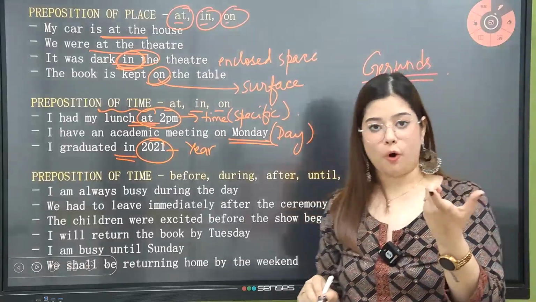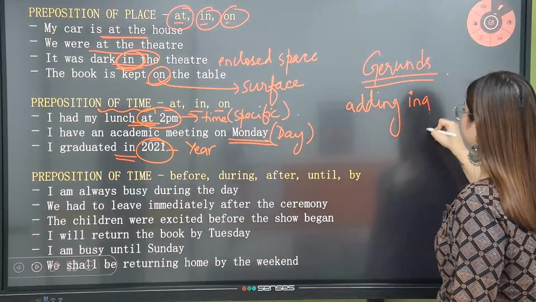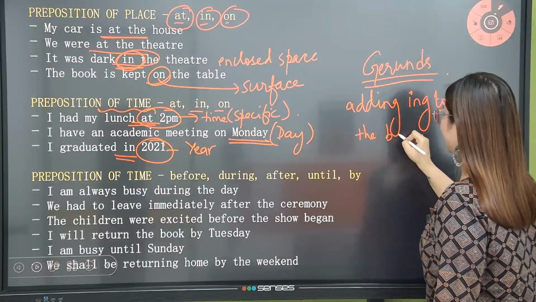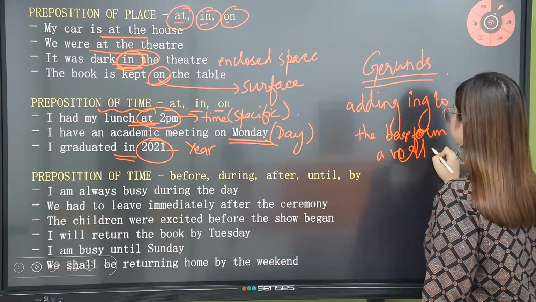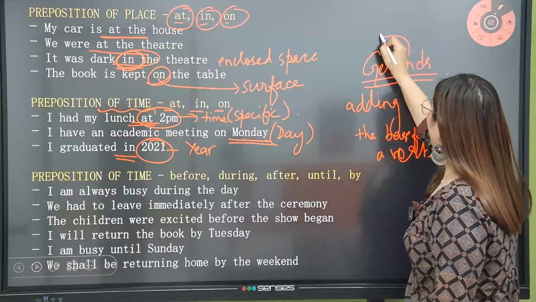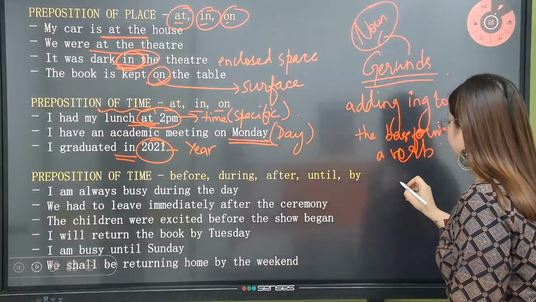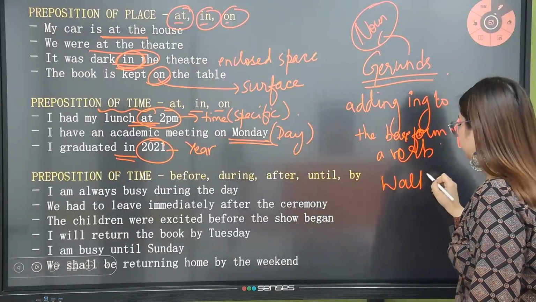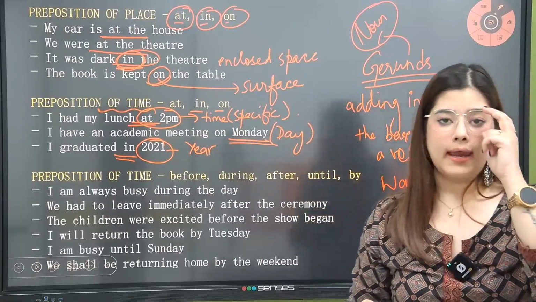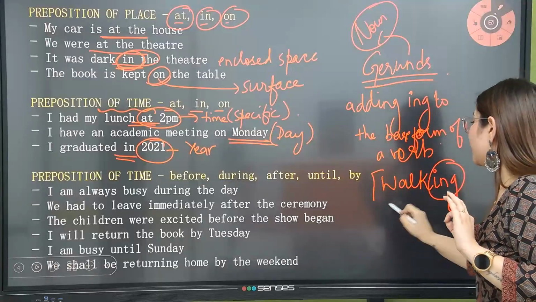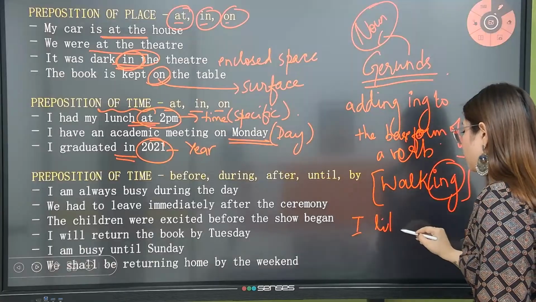So gerunds are formed by adding ing to the base form of a verb. And gerunds act as nouns. So if I say, let's say walk, if I add ing to walk, it becomes walking, a gerund, and it would act as a noun in a sentence. I like walking in the park.